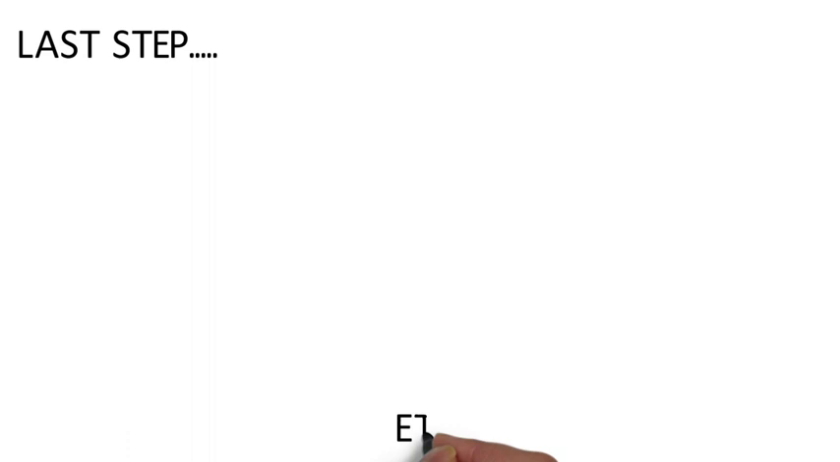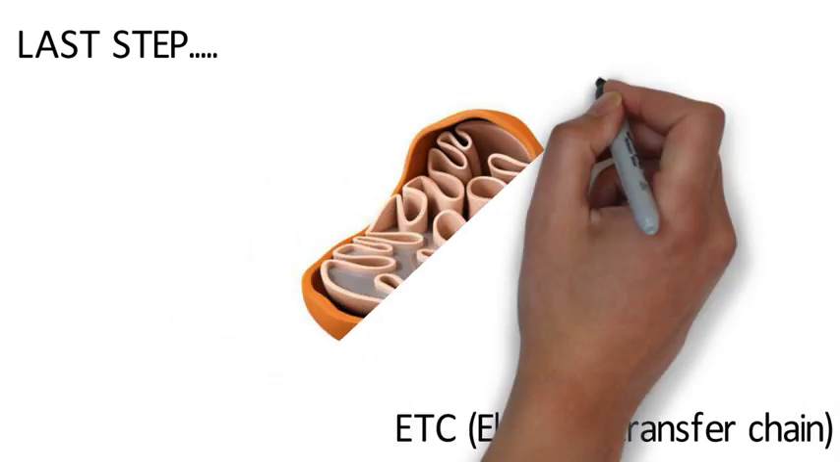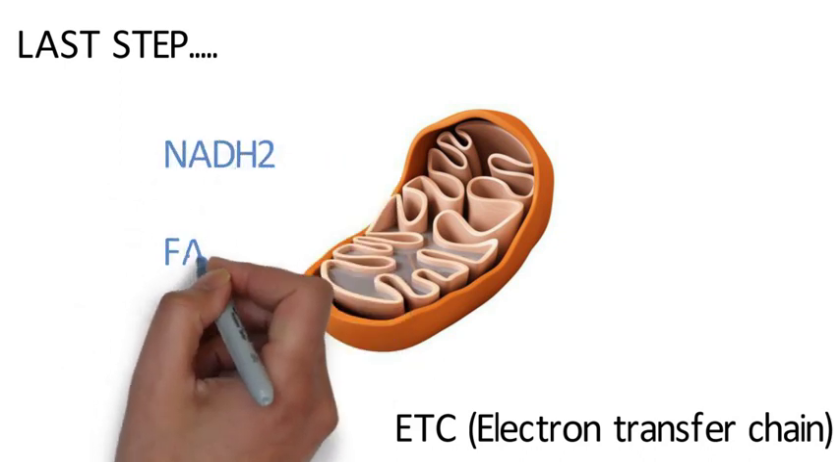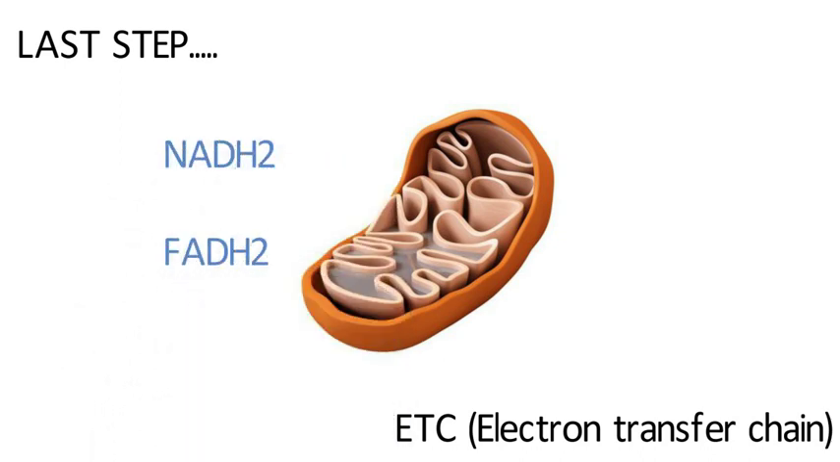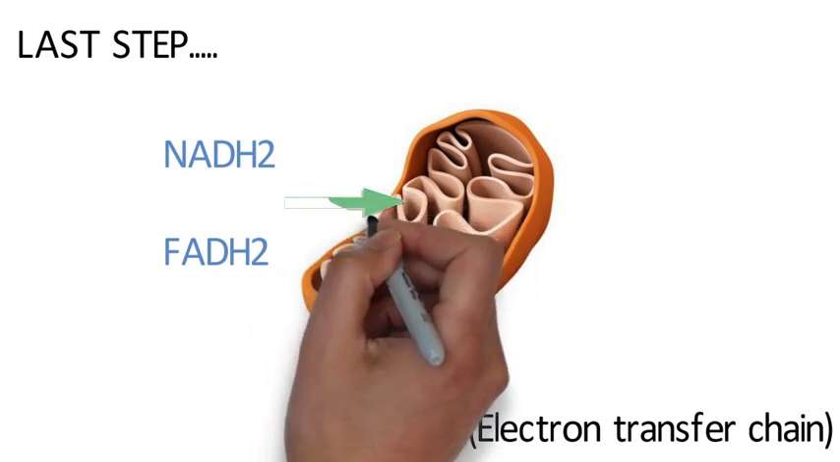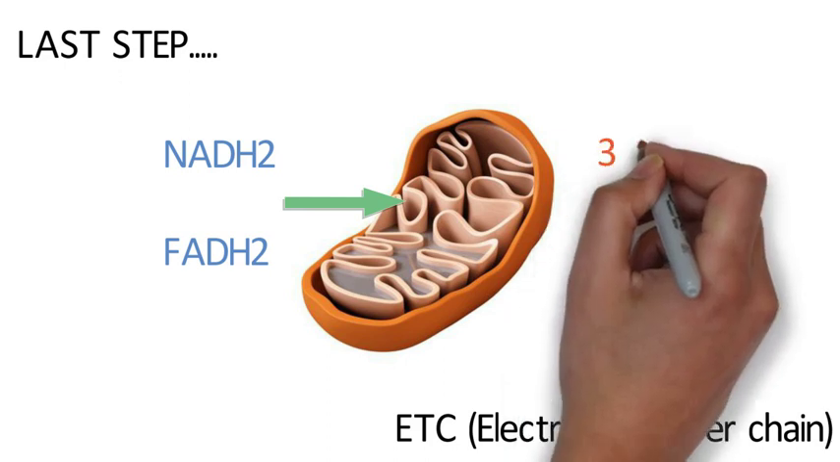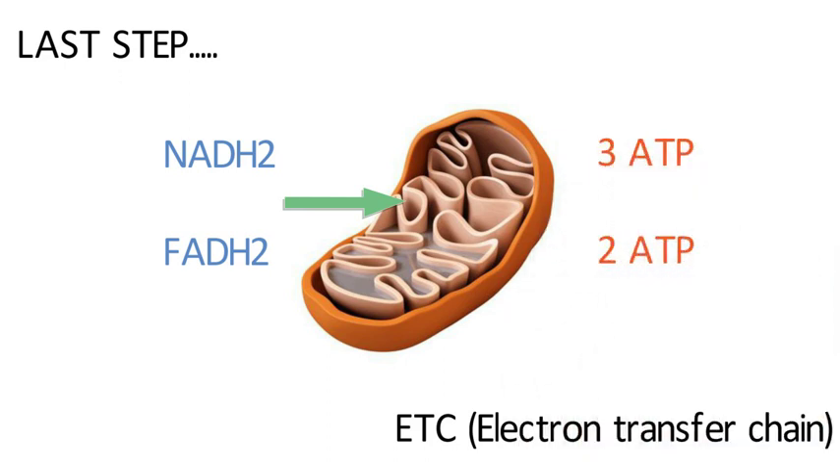And finally, the last step in the process of oxidation of glucose is the ETC, also known as the electron transfer chain. This is the vital process which occurs in the mitochondria, and it is very important for the production of energy. The molecules of NADH2 and FADH2 which had been produced in the previous processes of glycolysis and the carboxylic acid cycle produce 3 molecules of ATP and 2 molecules of ATP each. NADH2 produces 3 and FADH2 produces 2.